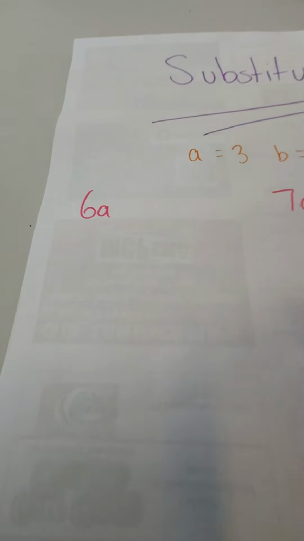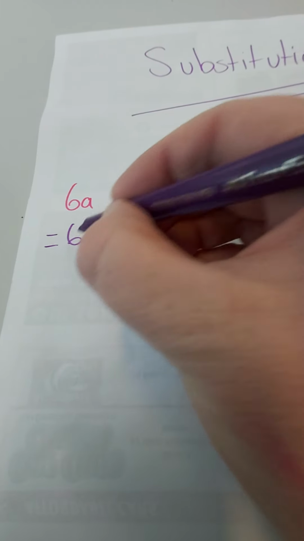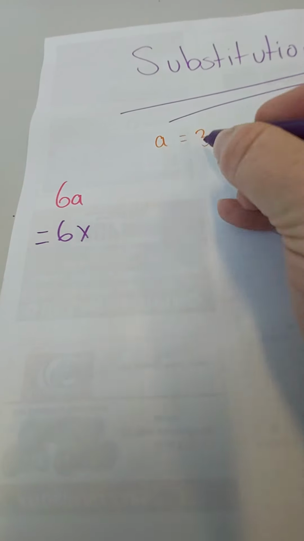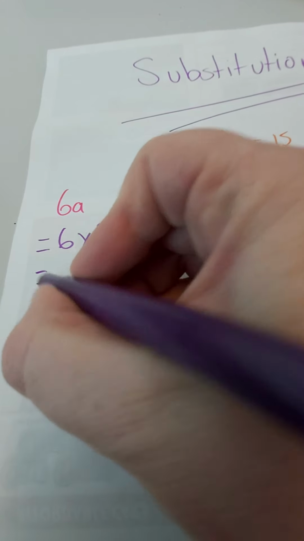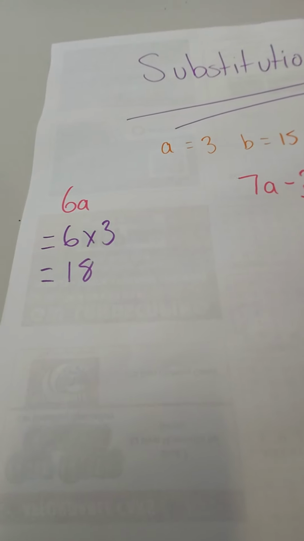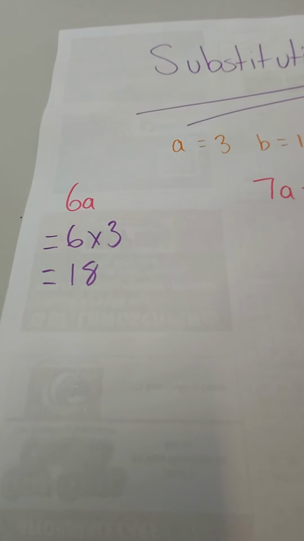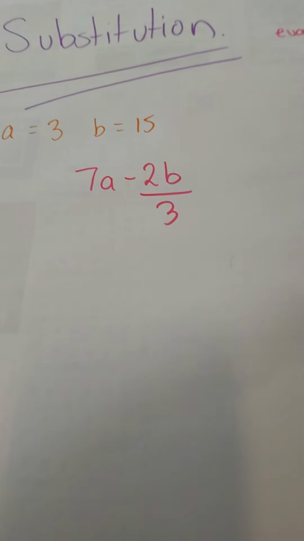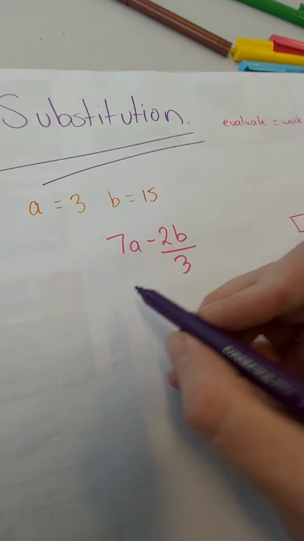Now, the first question is super easy. That's going to become A times A, which is 3 times 6, is 18, and that's it. So simple. Let's look at one that's a little bit more complex.